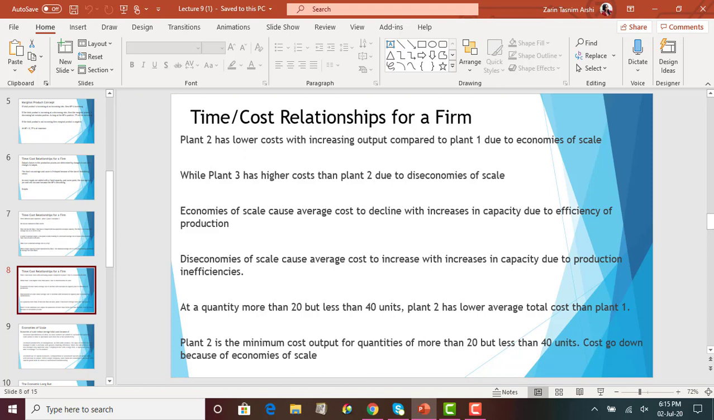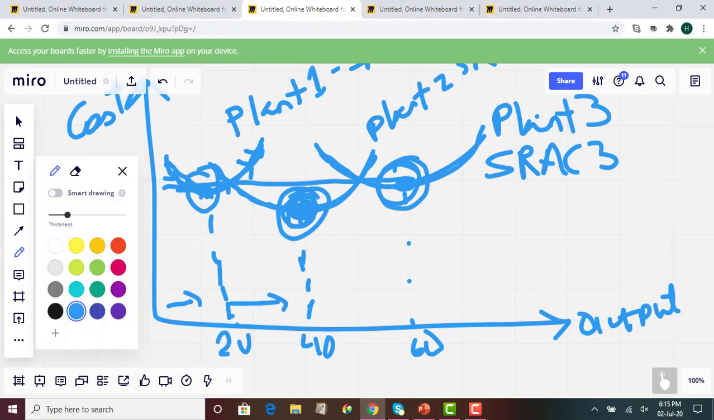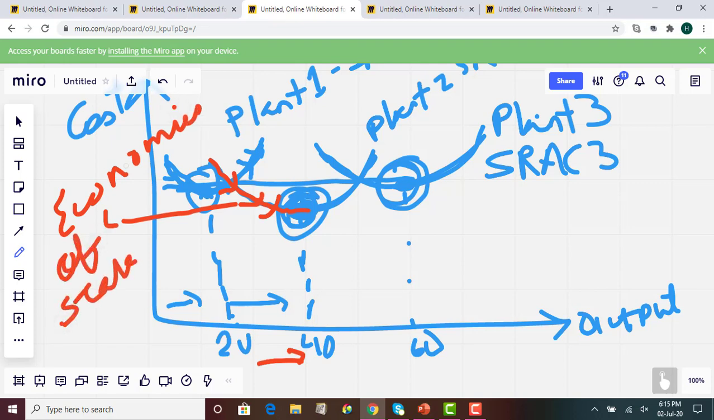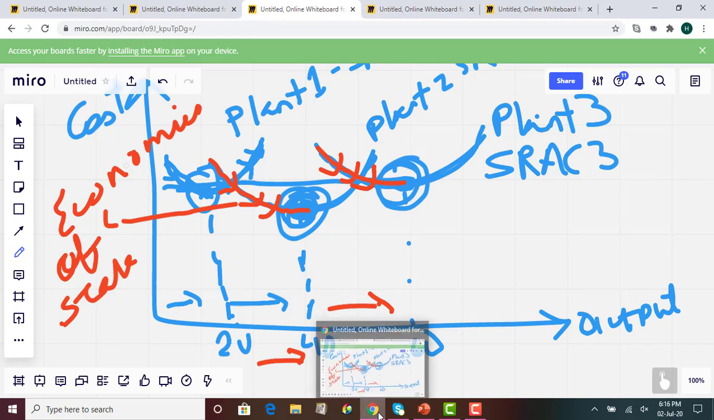Economies of scale means the average cost starts decreasing with increasing the capacity or increasing the output due to production efficiency. So here, let me show. When your output is increasing from 20 to 40 and your cost is going down, this represents economies of scale. This red portion for the second curve represents economies of scale. Again, for this curve, this represents economies of scale. With increase in output, your cost is decreasing, okay?